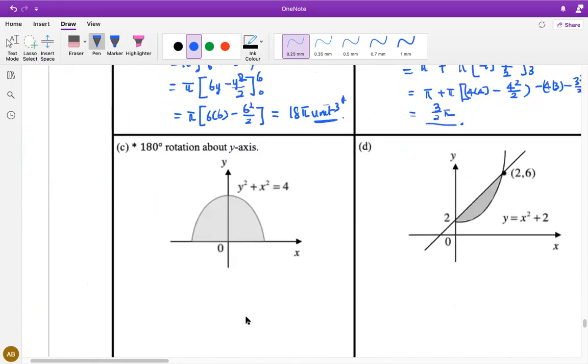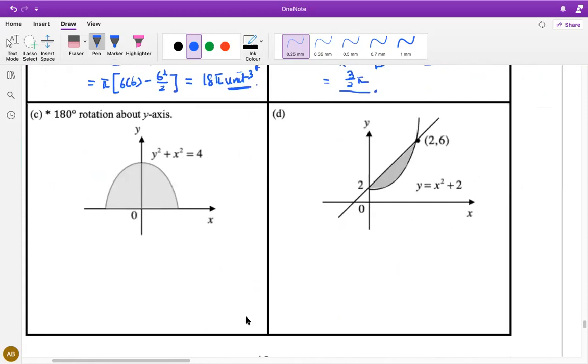So let's go to the second one. Okay, C. You can see here, we want to rotate. We want to find the volume. So the volume is of this sphere, right? Half sphere, right?